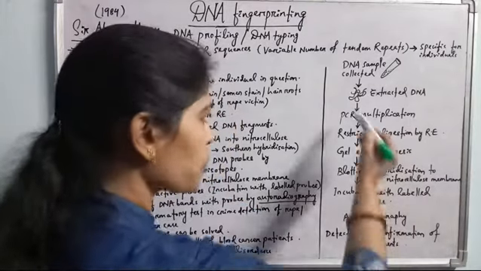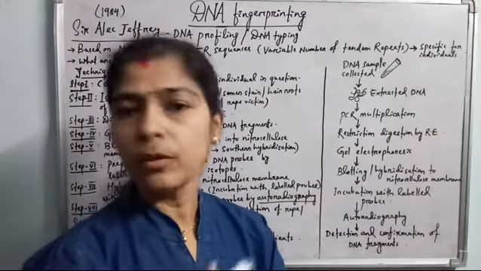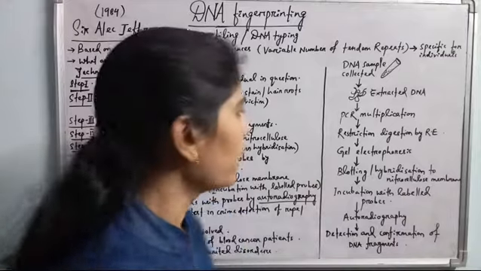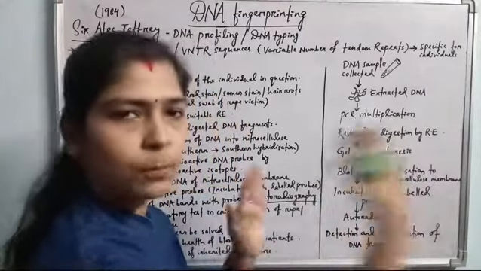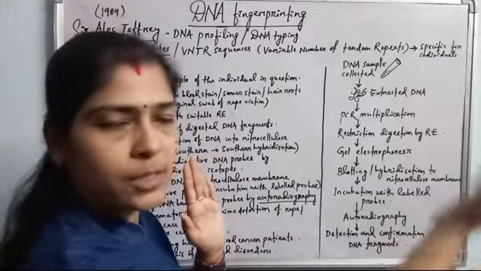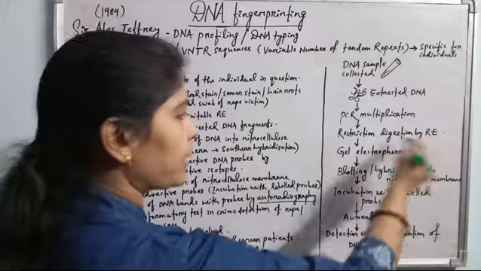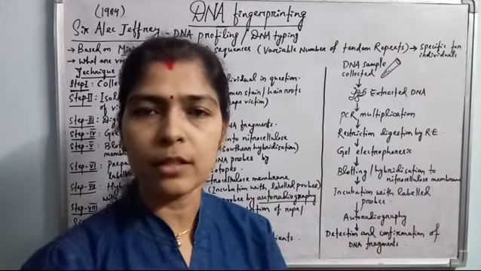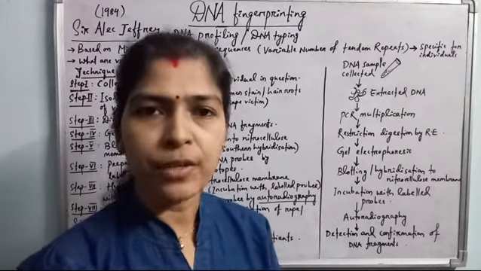So PCR multiplication is the step where the suspect DNA or the crime scene DNA can be multiplied. Then the next step is restriction digestion of both the different suspect samples and the crime scene sample. Then gel electrophoresis to separate the DNA fragments. After the restriction digestion, the fragments are separated based upon the size of the DNA by the gel electrophoresis technique.